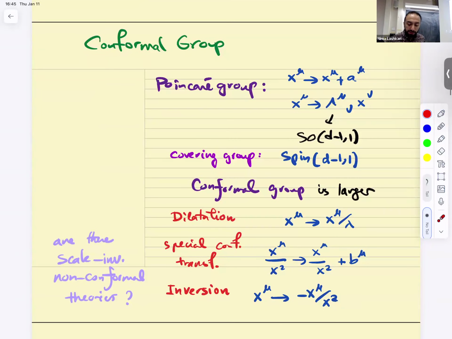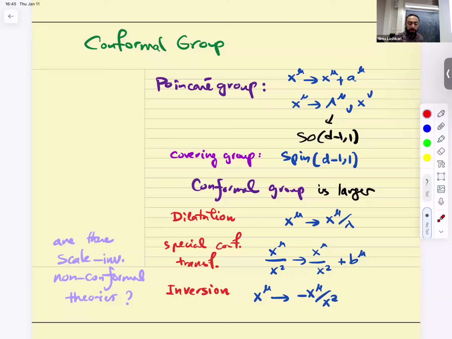All right. So the conformal group. Remember what the Poincaré group was? Poincaré group were these transformations. These are just translations. These are Lorentz transformations in d space-time dimensions, SO(d-1,1), right? We said that's what the Poincaré group is, just a semi-direct product of this with R^(d-1,1).